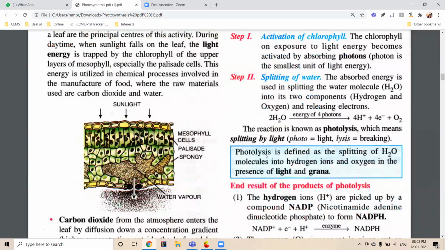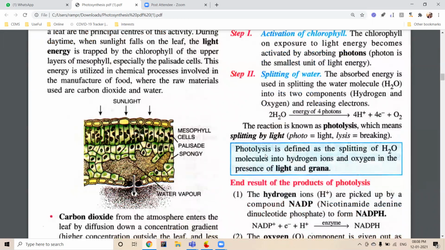Then we know plants require water. So the next step is splitting of water. Water, we know, has the molecular formula H2O. Whatever energy is absorbed, whatever photons are absorbed, is utilized in splitting of water. So here you can see the water molecule. It splits into 4H plus, 4 electrons, plus oxygen.